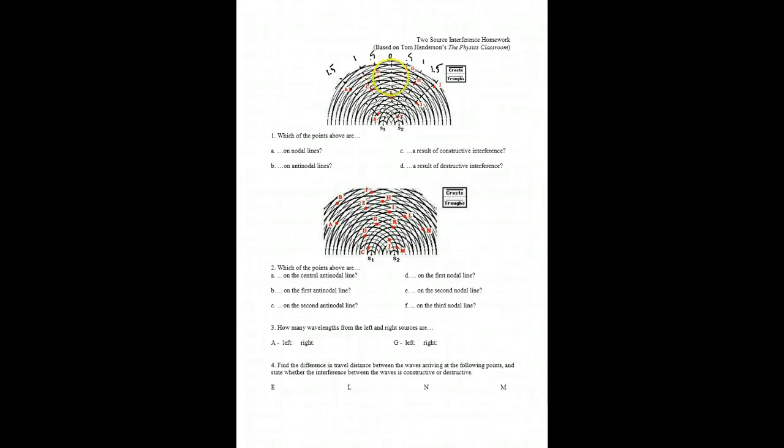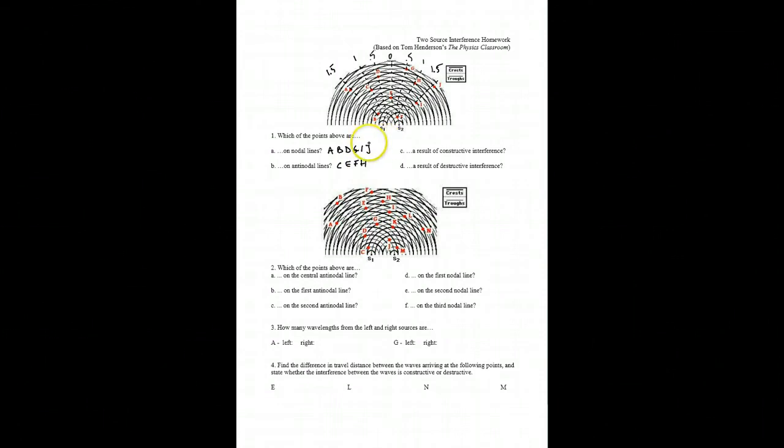So it looks like we have A, B, D, G, I, J, which means that all the other letters, C, E, or rather F, and then H, those are all on antinodal lines.